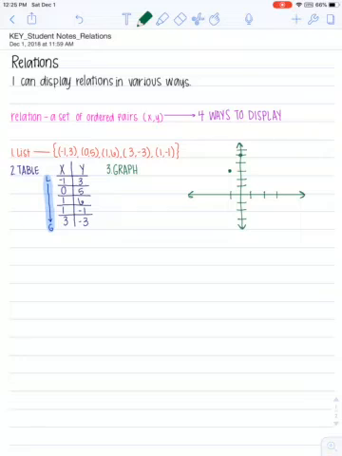0, 5, 1, 6, 3, -3, and then 1, -1. So that's our third way to display a set of ordered pairs, is to graph them.